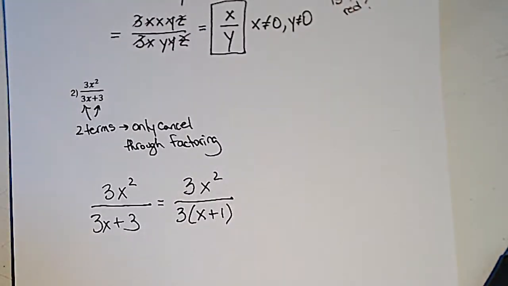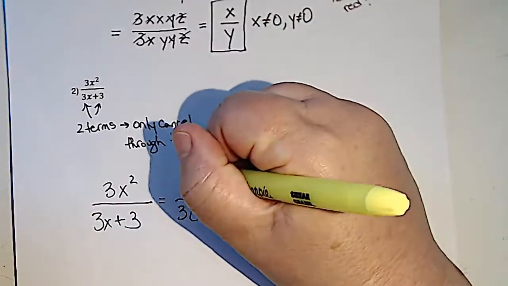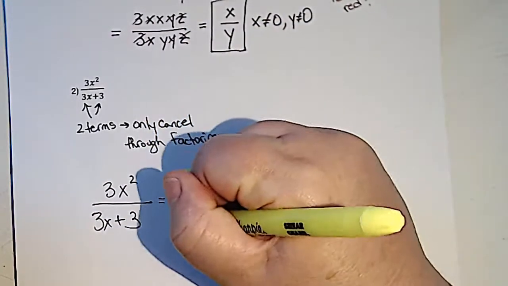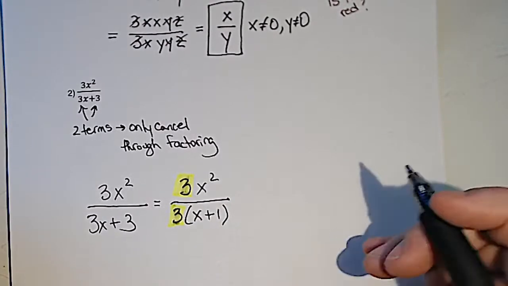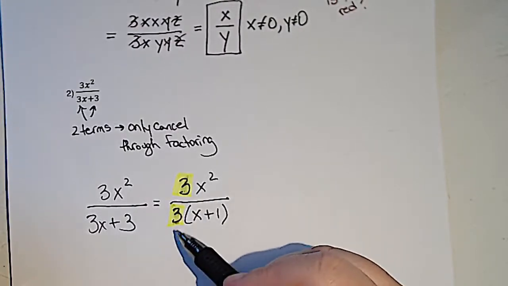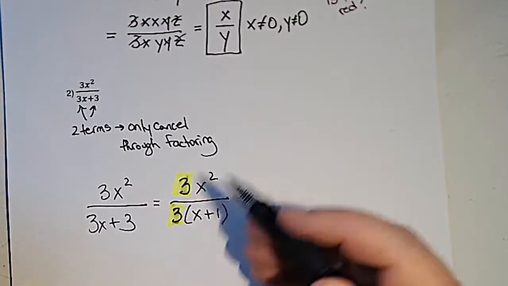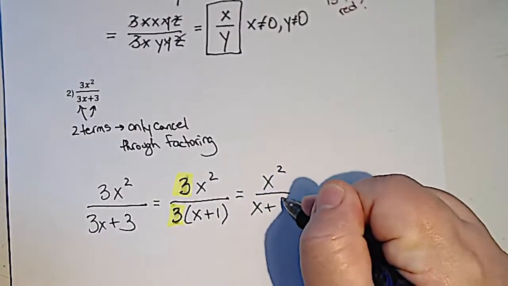Since the red is not showing up, which again is a tragedy, let me try a handy dandy yellow highlighter. One of these days, they're going to invent a highlighter that truly doesn't smear. I mean, it would probably cause hemorrhagic fever, but I would still buy it if it didn't smear. So the 3's can actually cancel. So we end up with x squared all over x plus 1.